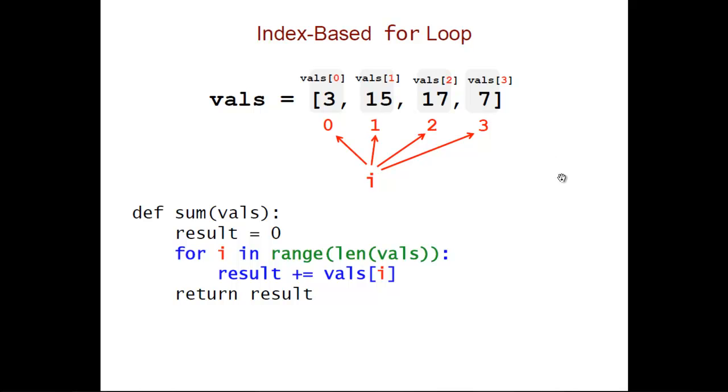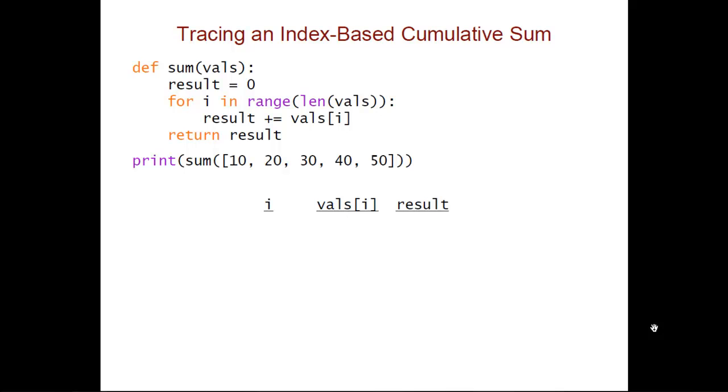And i is going to take on those index values. And so down here, when we do the sum, instead of having the loop variable itself, we have to use the loop variable as an index into the list to get the actual value. Now, we wouldn't necessarily take this approach for this particular problem, but it turns out there are problems in which this index-based approach is the better one. But for now, let's just trace through what happens to make sure it's clear.